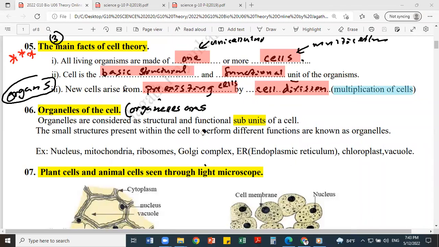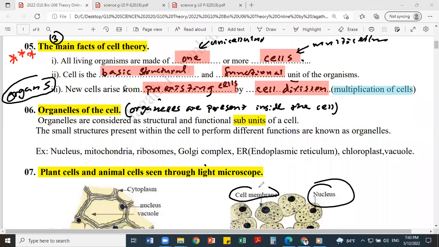Organelles are present inside the cell. So what are those organelles? These are subunits of the cell. Inside the cell it can't be empty. It contains the nucleus, the main control center. You can see in the next diagram the nucleus here. And cells are surrounded by the cell membrane, the outermost covering if it is an animal cell.